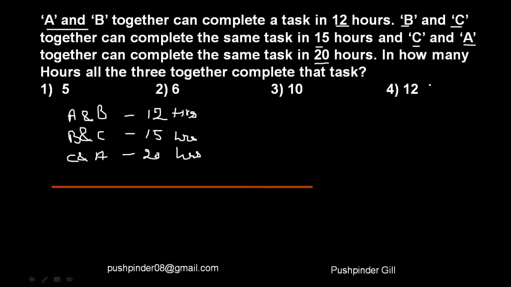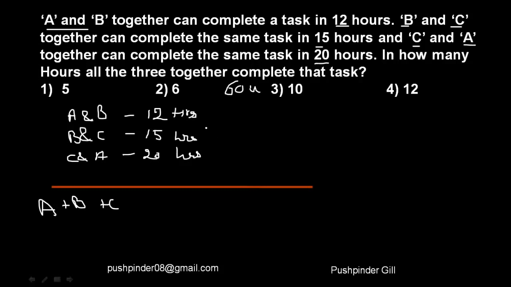Now we have to find in how many hours all three of them will take to finish the task. That means A plus B plus C. That's what I need to find, how many hours they're going to take. So the next step is to assume the work to be of some specific units. Now A and B, 12 hours, 15 hours and 20 hours. So what is a good number that you can give me? The LCM of 12, 15 and 20. So that is 60 units.